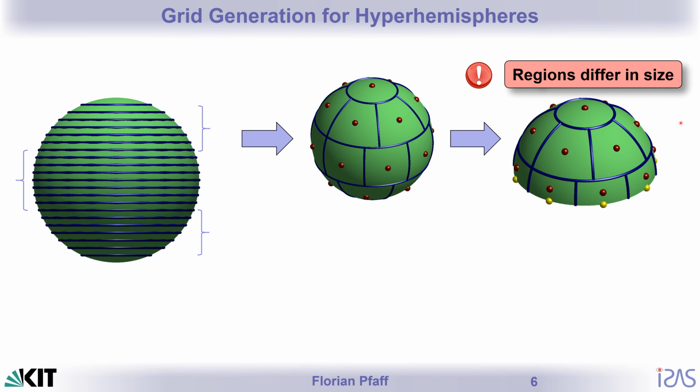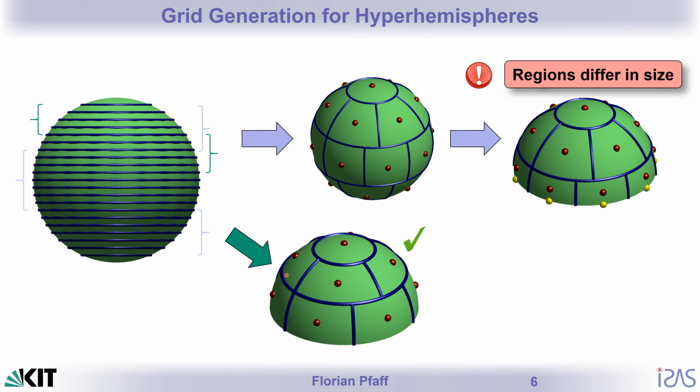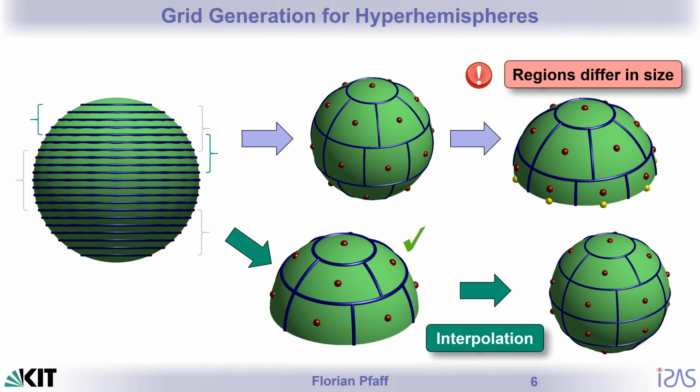So the regions are different size, which is something that we do not want, especially for the prediction step that we'll get to later. So what we do instead is that we just join regions on the upper hemisphere. And then we get something that has equally sized regions. If we now want to do an interpolation, then we can mirror them all onto the other hemisphere.